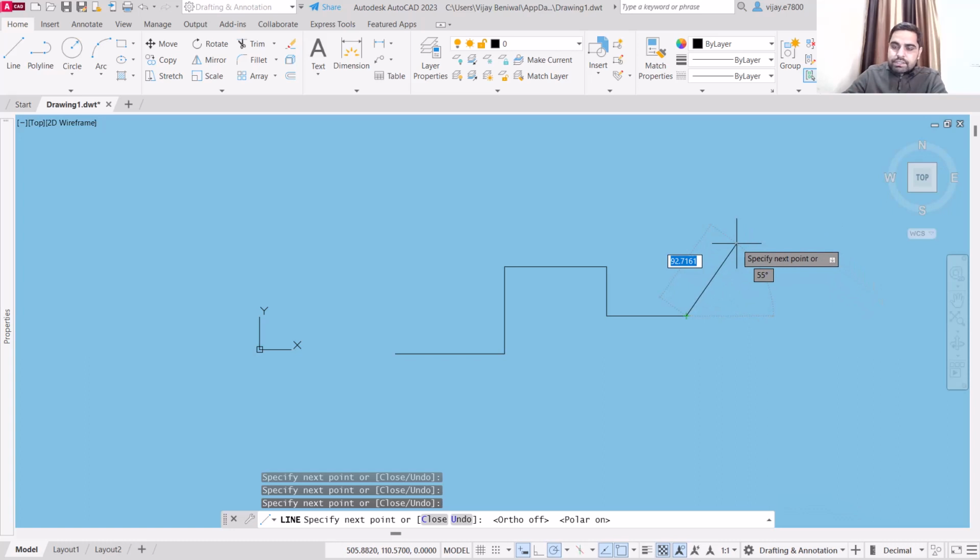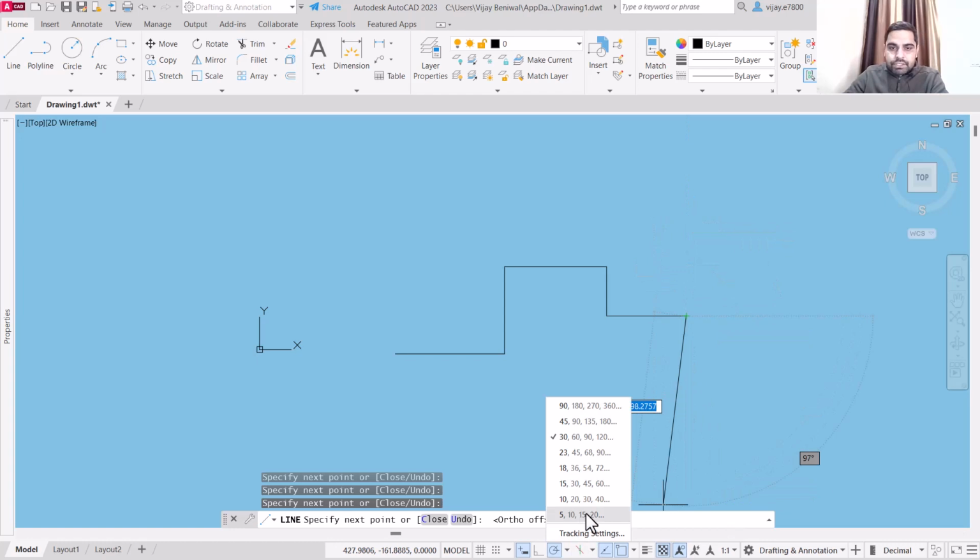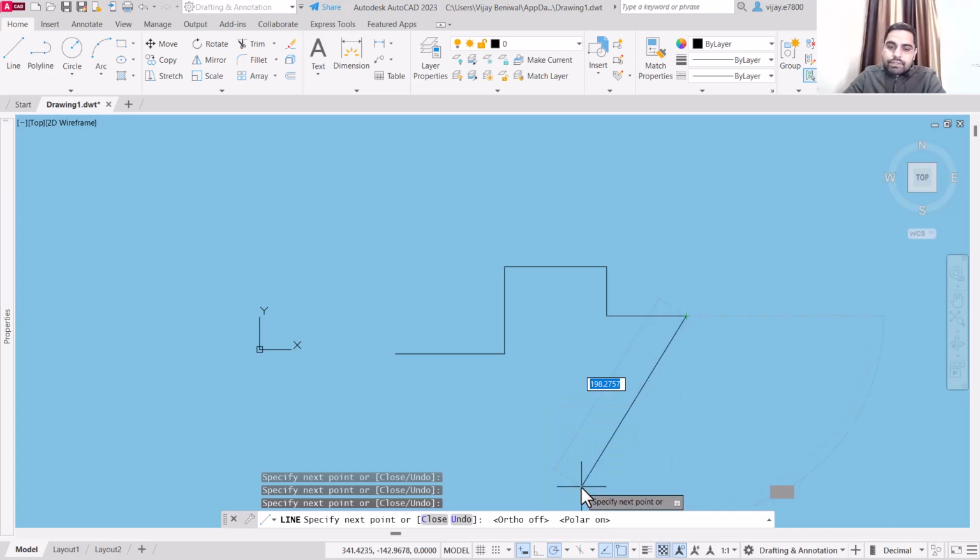We need to understand this thing as well. In polar tracking, our movement is not restricted at all, but the line snaps at the selected angle interval. Like if I select 15-30, just take a look: 0, then 15, then 30. So basically at the multiples of 15 our line is snapping. So that is the purpose of polar tracking. Another thing: if polar tracking is turned off, our line will not snap at any angle.